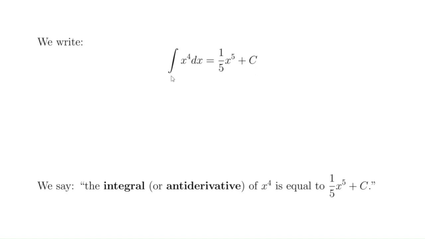So this is called an integral symbol. The function that we're integrating is called the integrand. And this is sometimes called the differential, but you don't really need to worry about that terminology for now. The way that we say this is the integral, or antiderivative, of x to the fourth is equal to 1/5 x to the fifth plus c.